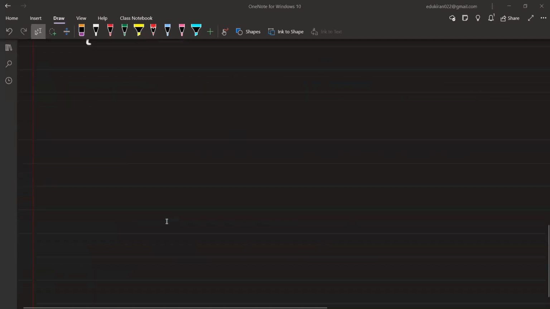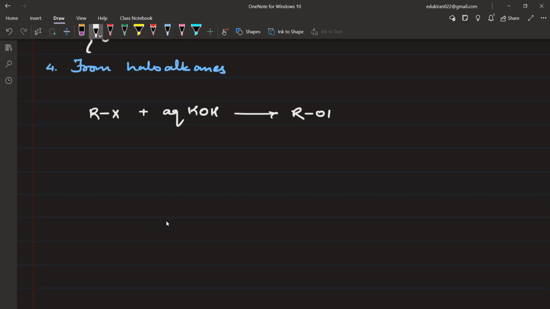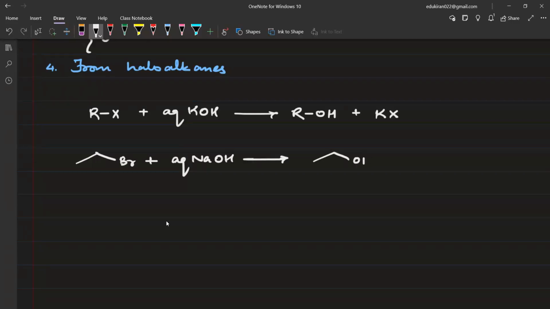Right, next. From haloalkanes. Okay. So if you are using haloalkanes such as RX plus aqueous KOH or NaOH, I will be getting alcohol ROH, plus I will get KX, but that KX does not matter. So if I have, let us suppose, 2 carbon atoms with Br, wherever the Br is attached, the OH will be attached on the same carbon.